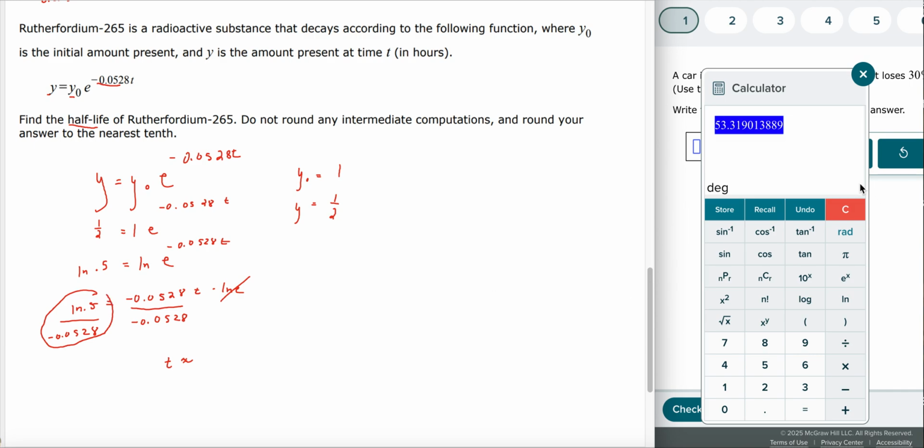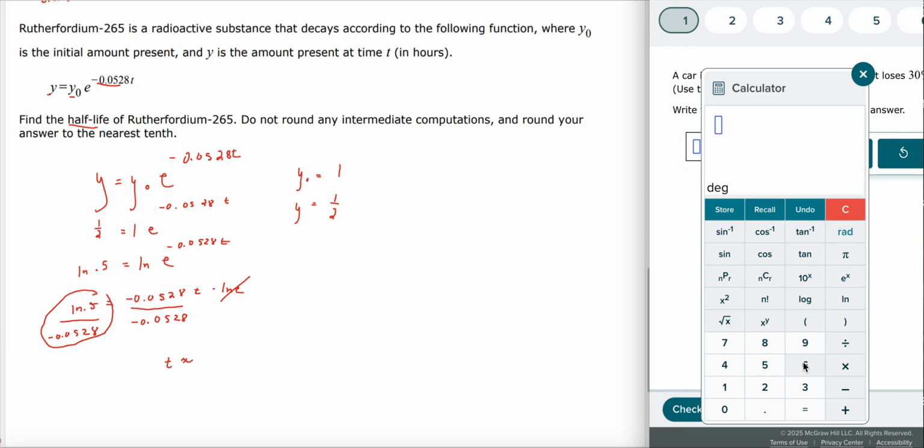Okay, so let's go over here. We've got the natural log of 0.5. And then remember, I'm going to divide that whole number. Like if I hit divide now, notice it's just going to divide 0.5 by whatever I enter. So you have to be really careful there, right? So you want to make sure you click on the outside of it before you hit divide. And then we'll enter negative 0.0528. And I'll hit equals.